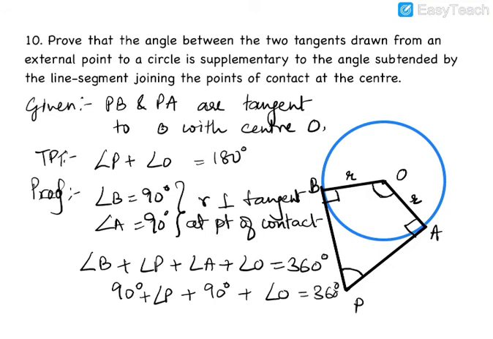And solving this equation we get angle P plus angle O equal to 180 degrees.